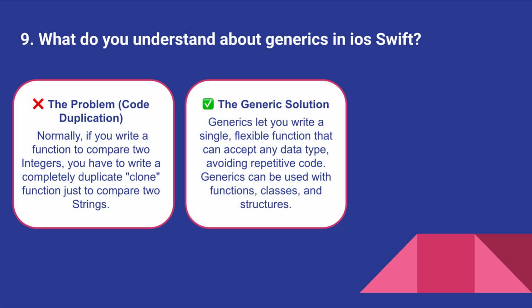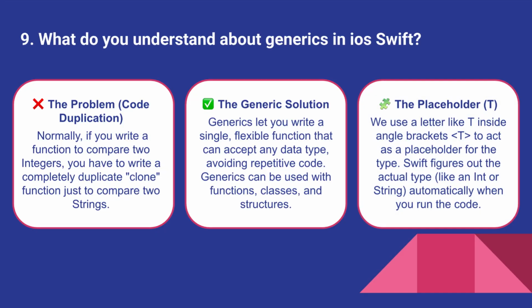Generics let you write a single, flexible function that can accept any data type, avoiding repetitive code entirely. Generics can be used seamlessly with functions, classes, and structures. How do they work? By using a placeholder. We use a letter like T inside angle brackets to act as a placeholder for the type. Swift figures out the actual type, like an integer or a string, automatically when you run the code.